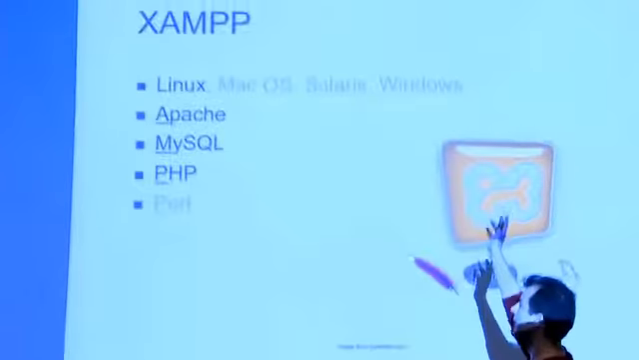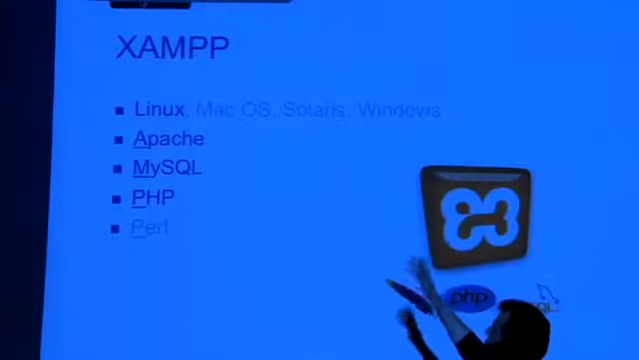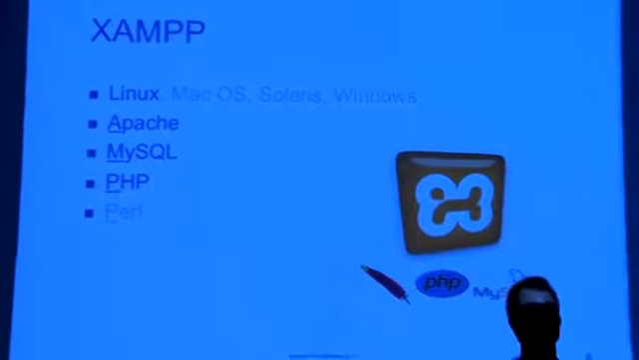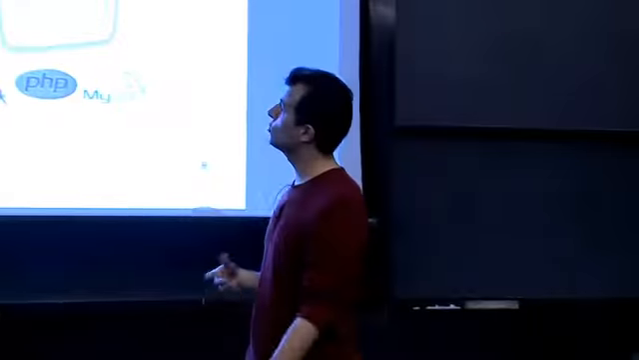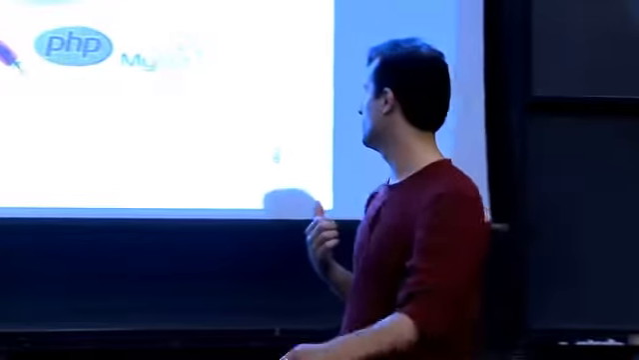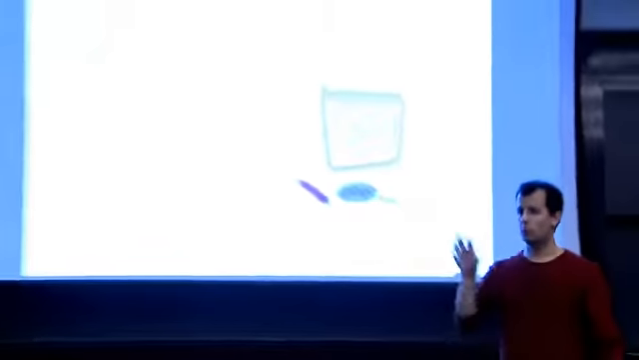So XAMPP is just the product name for free software that includes support for Linux, Mac OS, Solaris, and Windows. So it doesn't matter what OS you have. And it installs for you Apache, MySQL, PHP, and also even Perl, which is the other P in LAMP sometimes. Or actually, no, that's the P in XAMPP, not in LAMP. So what does this mean? It means you go to their website, which is, you can just Google XAMPP to pull up their page.